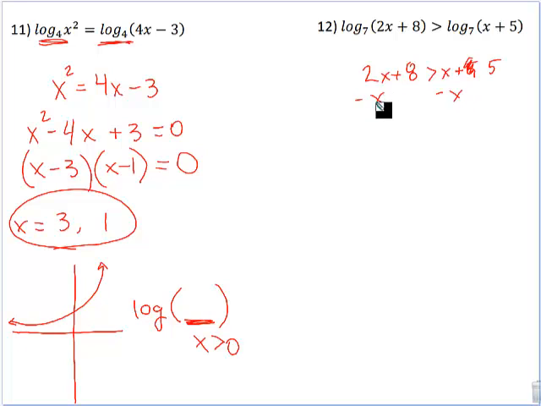Subtract the x and subtract the 8. So we have x is greater than what? 5 minus 8 is negative 3. If you think about putting negative 3 into both of those, 2 times negative 3 is negative 6 plus 8, so that's a positive number. Negative 3 plus 5, that's also a positive number, so we're fine. So there's our solution. Is this okay? All right.